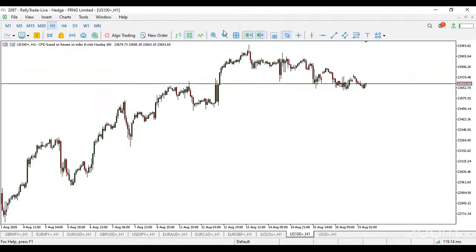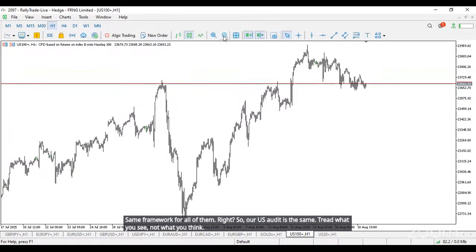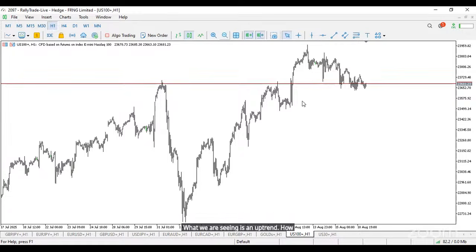Their peak values are just one major difference among them, but we can actually use the same framework for all of them, right? So for US 100 it is the same. Trade what you see, not what you think. What we are seeing is an uptrend. How do you position for the uptrend?